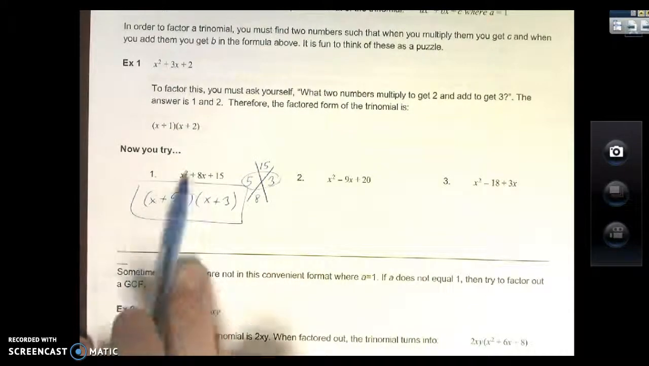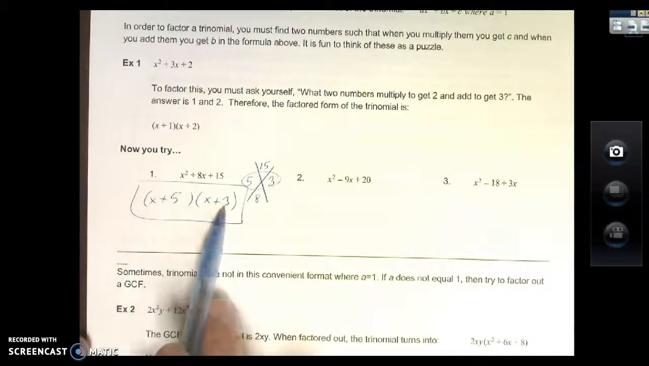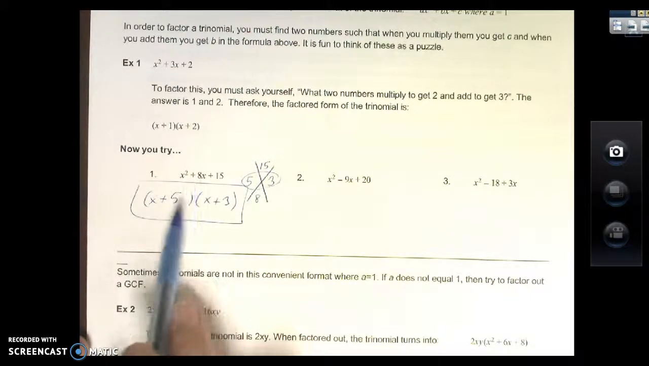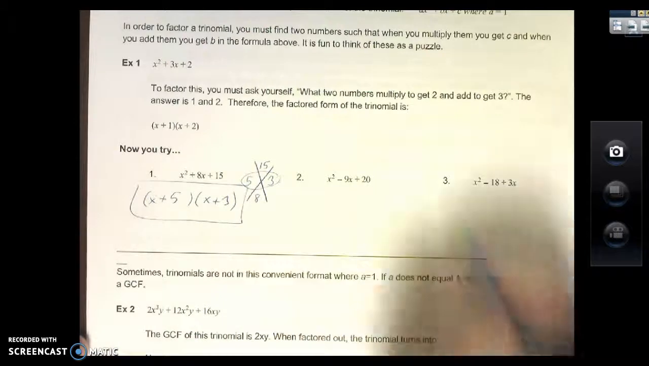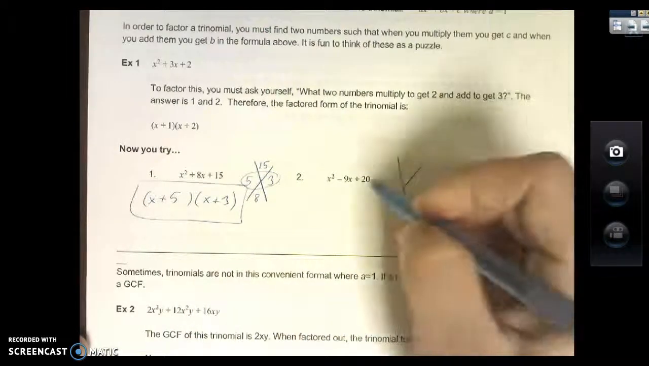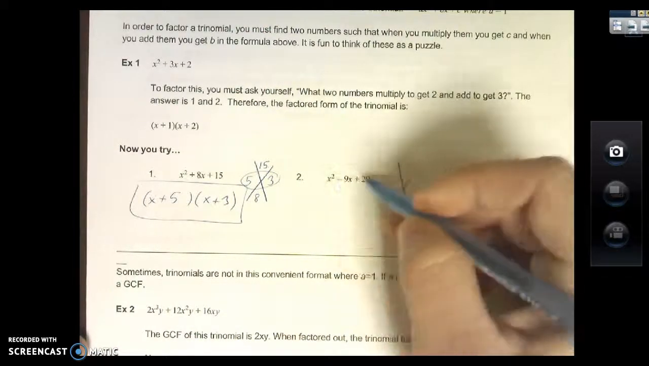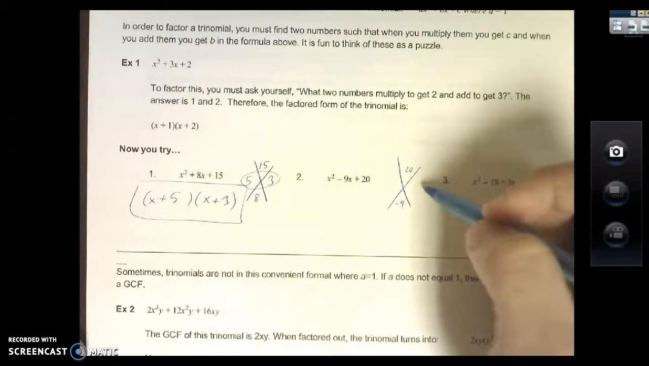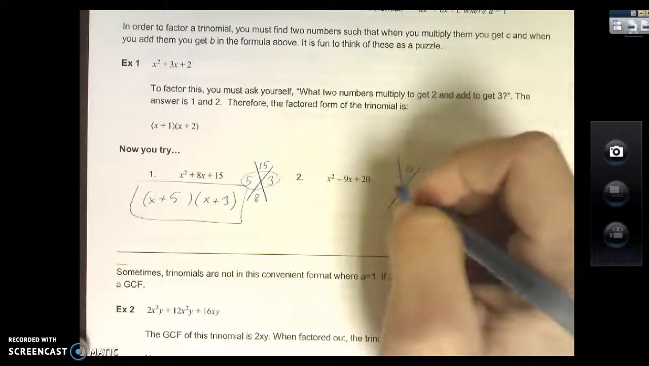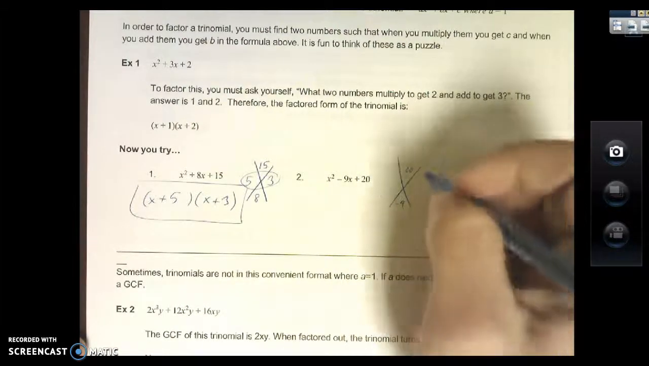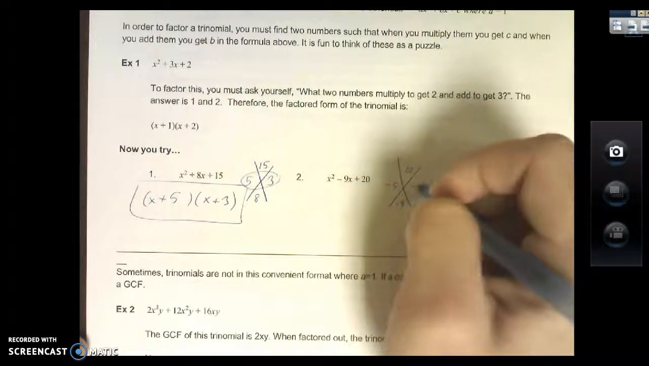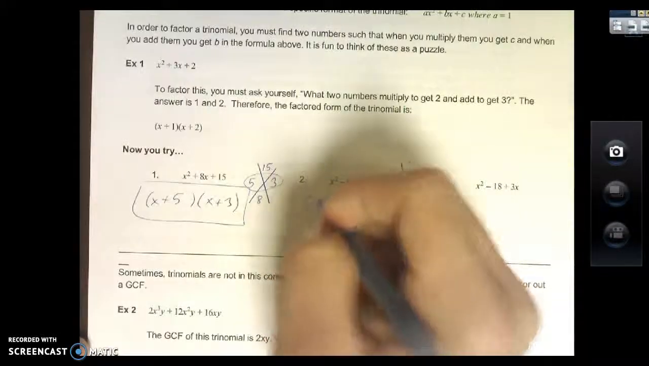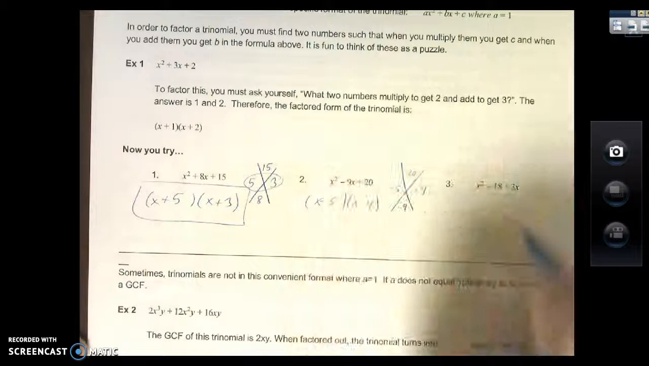You can always check yourself with factoring by foiling. X times x is x squared. X times 3 is 3x plus 5x is 8x. And 5 times 3 is 15. Let's take a look at another one. 1 times 20 is 20 up top. Negative 9 down low. What numbers multiply to give you 20 but add to negative 9? Well, 5 and 4 add to 9, but I want negative 9. So we do negative 5 and negative 4. Same thing. Parentheses. Minus 5, minus 4.